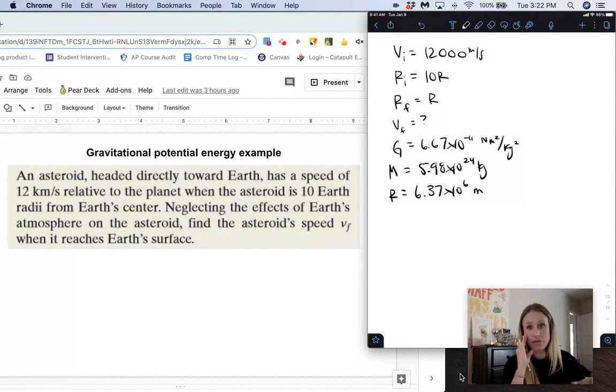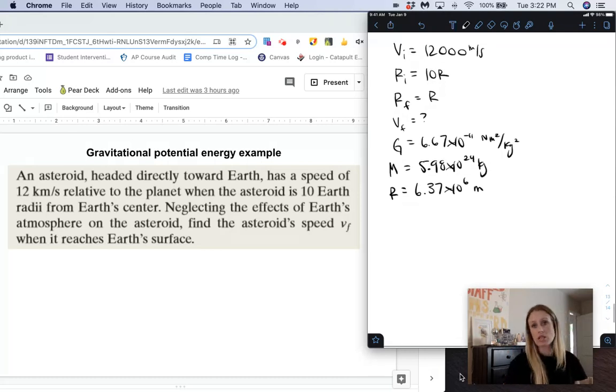So here I've written down my givens already. We're given an initial velocity of 12,000 meters per second, because it's 12 kilometers per second. Initial R distance is 10 Earth radii, so I just made that 10R. Final R distance is just R because it's at the Earth's surface. We have v final equals question mark because that's what we're solving for. And I also wrote down our constants. So we have the gravitational constant, the mass of the Earth, and the radius of the Earth.